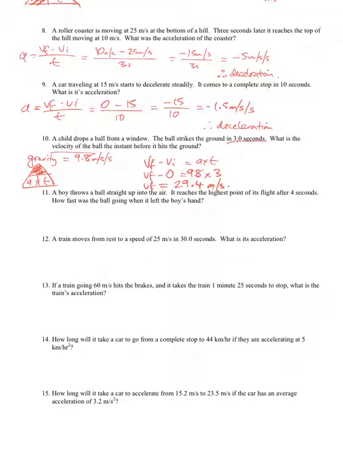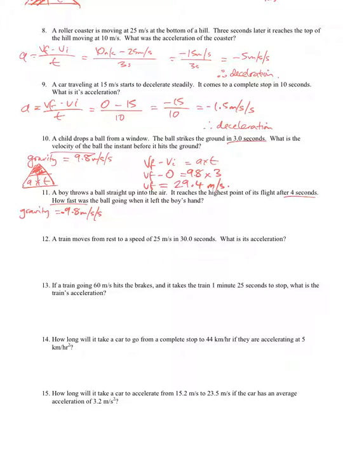A boy throws a ball straight up into the air. It reaches the high point of its flight after 4 seconds. How fast was the ball going when it left the boy's hand? So again, how fast? It took 4 seconds, and you're probably looking for an acceleration. But again, there's an acceleration when you're throwing. Gravity is 9.8 meters per second towards the ground. He's throwing it up, so gravity's acting in the opposite direction, so I'll make it negative here.